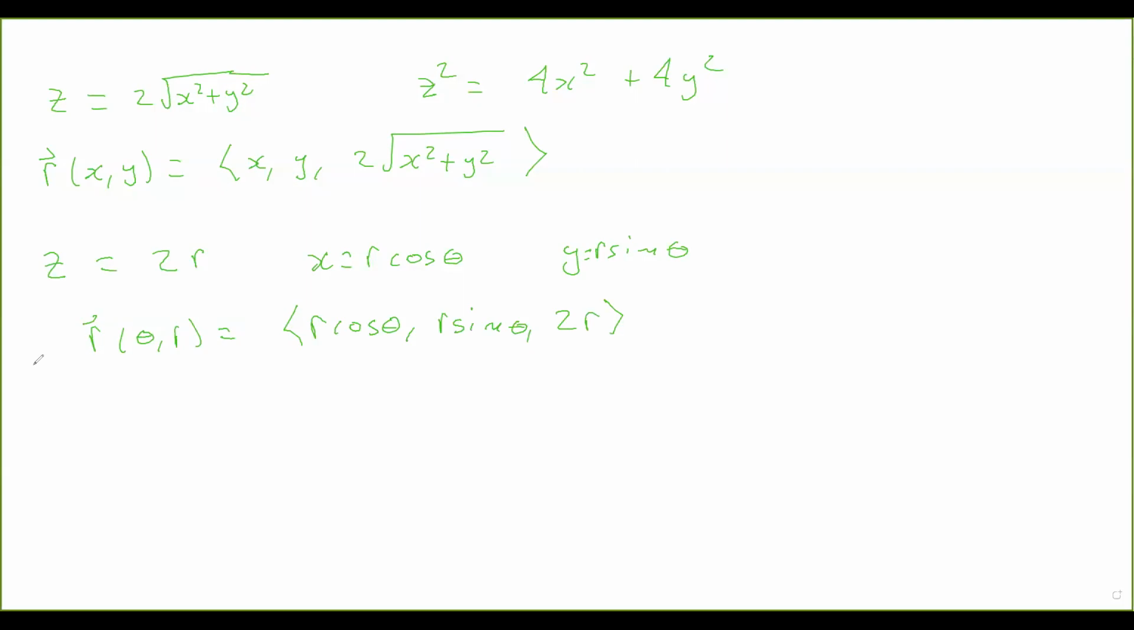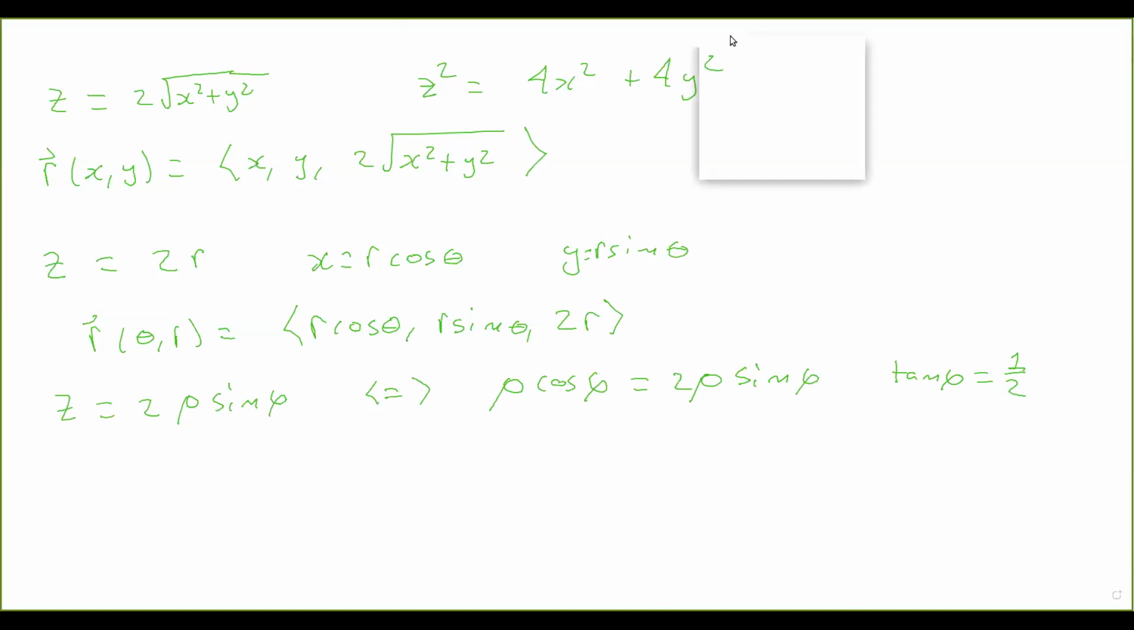Okay, and finally, another kind of reasonable choice would be to use spherical coordinates. So now spherical coordinates get a little more tricky. In spherical coordinates, what does this equation become? Well, it says that z is equal to 2 rho sine phi. And also remember that z we can write in spherical coordinates as well. So this says that rho cosine phi is equal to 2 rho sine phi. In other words, tangent of phi is equal to 1/2.